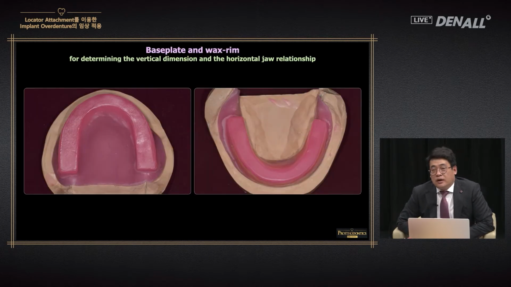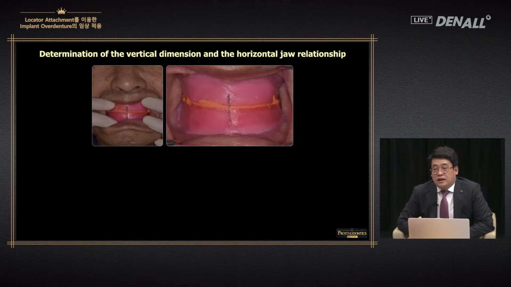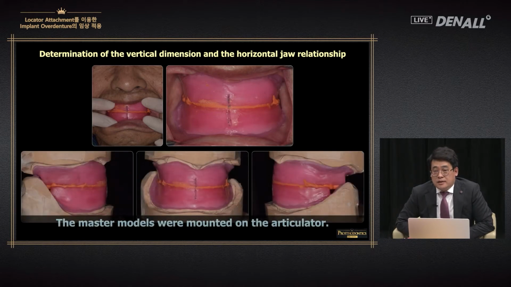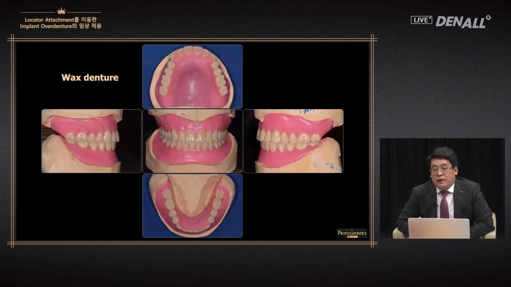Using a general recording base wax rim, take VD and horizontal jaw relationship using the traditional method. Once the master model is mounted, then you must align the artificial teeth. You don't complete it at this stage. You need to consider taking the impression and the position of the artificial teeth at the midline, and these need to be factored in.